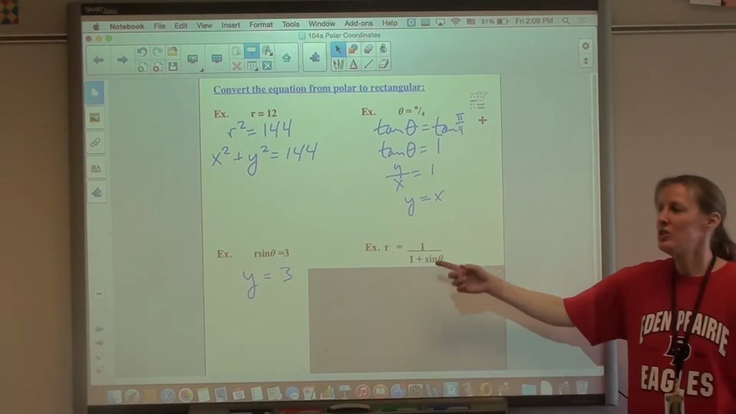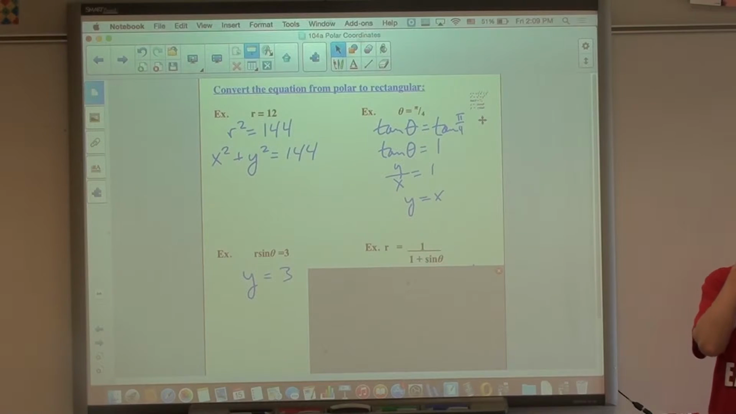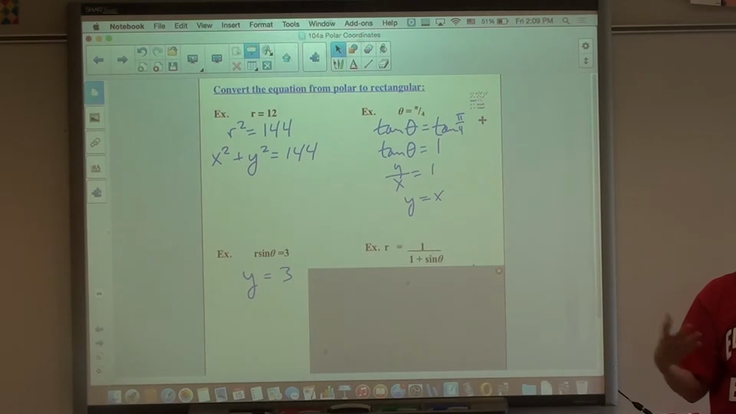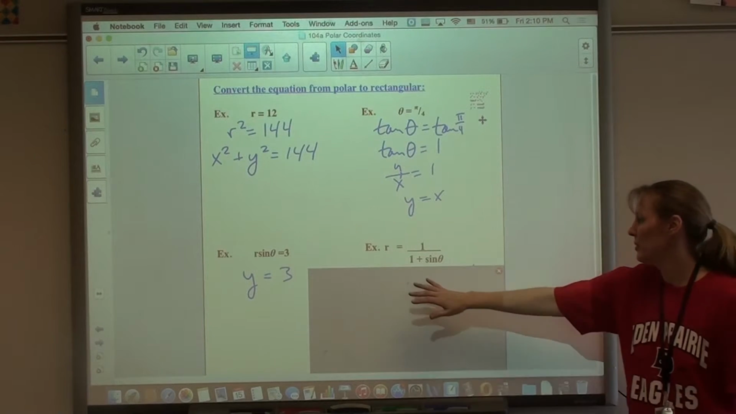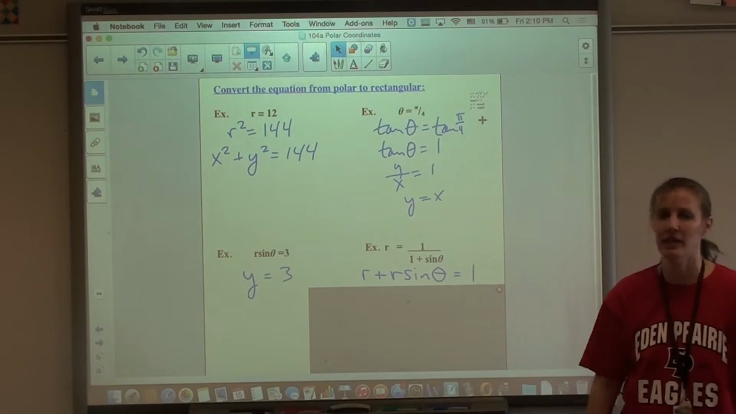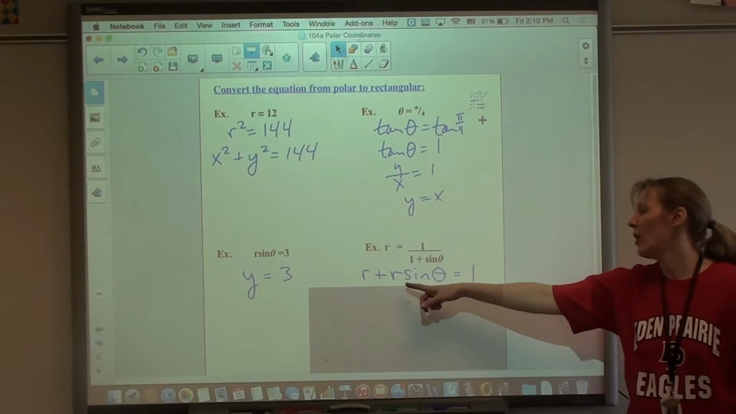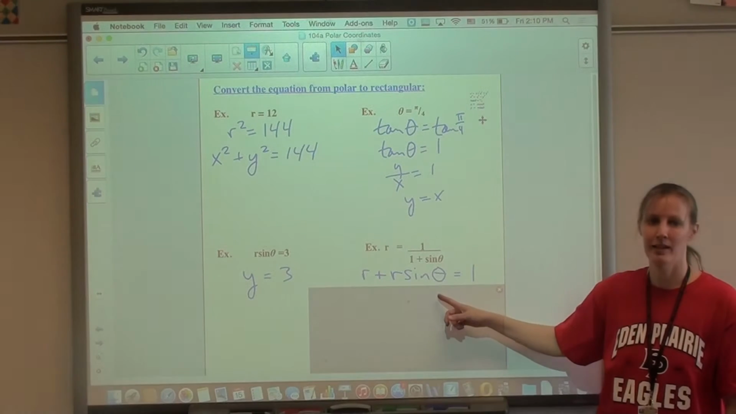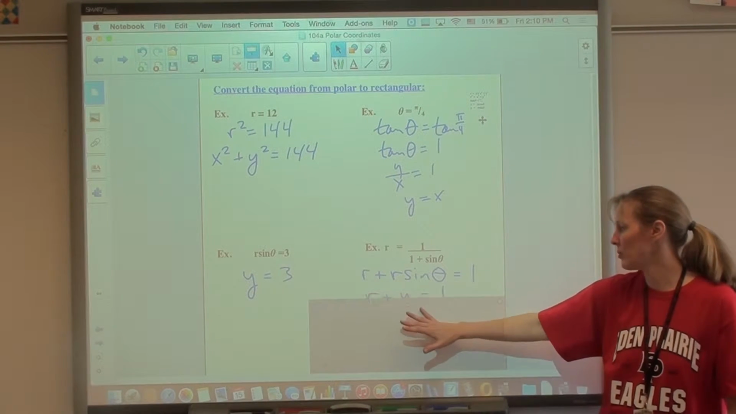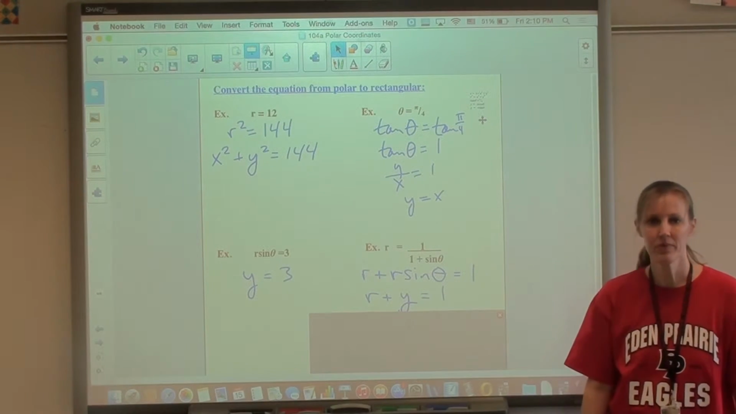Okay. So looking at this one, the first thing I would do, whether it was an r theta or an xy, right off the bat, what did you guys do? Multiply by 1 plus sine theta. That's what I would do. I multiply through by 1 plus sine theta first, right? Now I know r sine theta is the same thing as y, so I can replace that with a y.